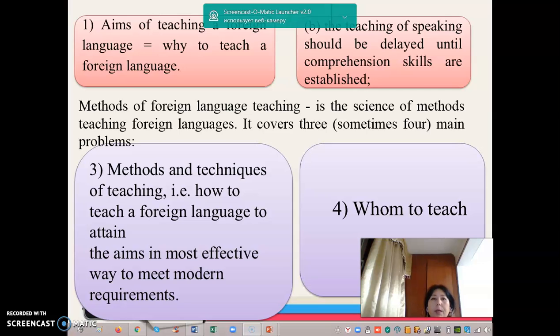The first one, aims of teaching a foreign language. Why to teach a foreign language? The second problem, the teaching of speaking should be delayed until comprehension skills are established. The third one, methods of techniques of teaching, is that how to teach a foreign language to attain the aims in most effective way to meet modern requirements. And the last one, whom to teach.